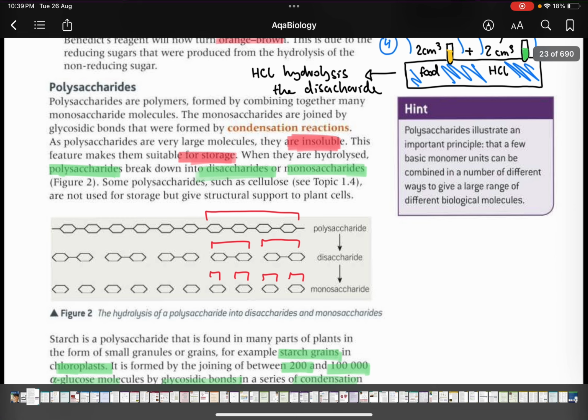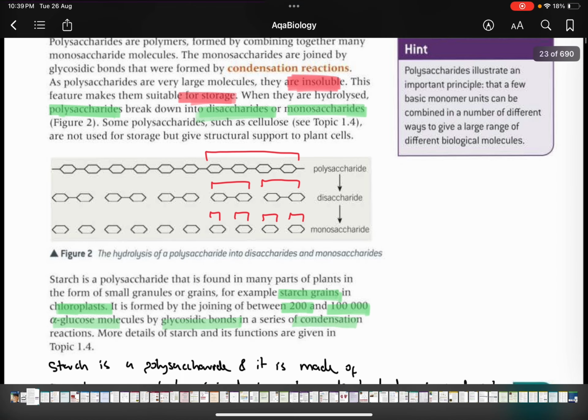Some polysaccharides, such as cellulose, are not used for storage, but are used to support the plant cells. And I did mention before how cellulose is actually made up of beta-glucose as opposed to alpha-glucose, which is used for starch and glycogen, specifically the storage molecules. We'll learn more about that and specifically why a little bit later. But all you need to know right now is polysaccharides are very large, they're insoluble, and as a result, they don't affect the osmotic gradient.